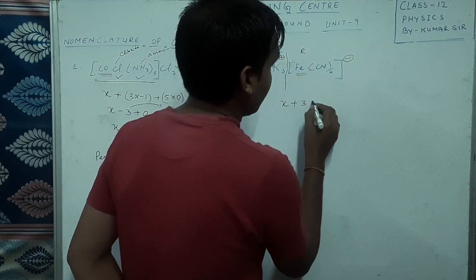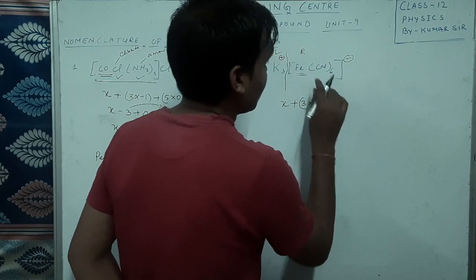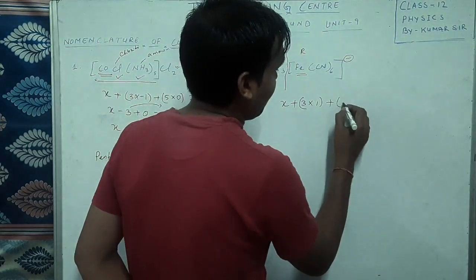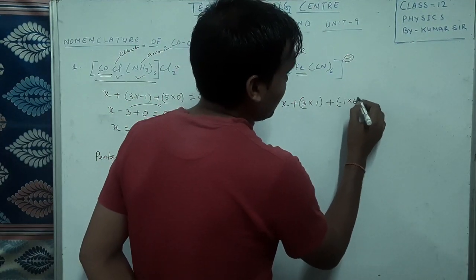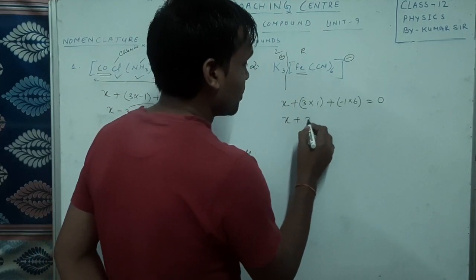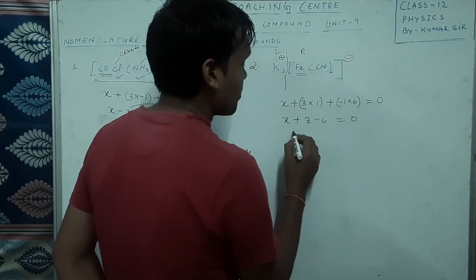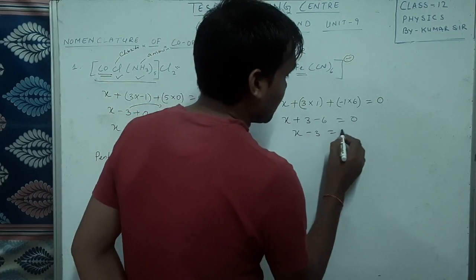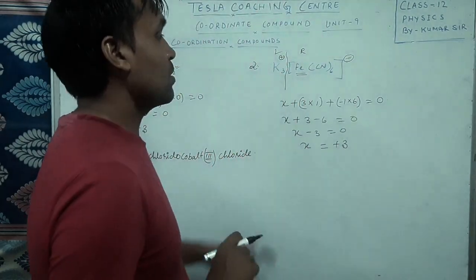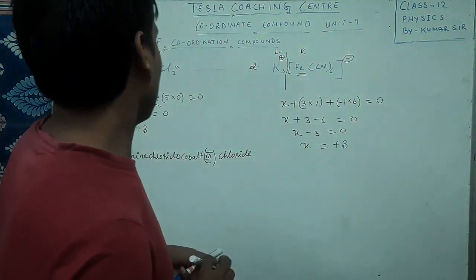Potassium oxidation number is 3 into +1, and the CN oxidation number is -1 into 6, equal to 0. So X plus 3 minus 6 equal to 0. So it will be X minus 3 equal to 0. So X is equal to +3. So the oxidation number of Fe we got is +3.